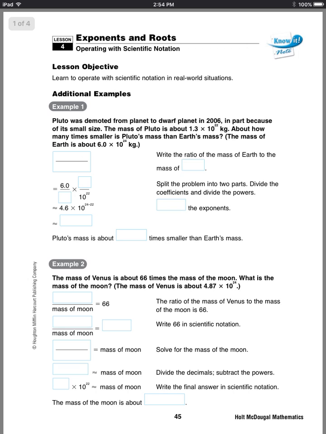The mass of Pluto is about 1.3 times 10 to the 22nd kilogram. About how many times smaller is Pluto's mass than Earth's mass? The mass of the Earth is about 6.0 times 10 to the 24th. Good thing they told us that because I could not have told you that. So we're going to write the ratio of the mass of the Earth to the mass of Pluto.